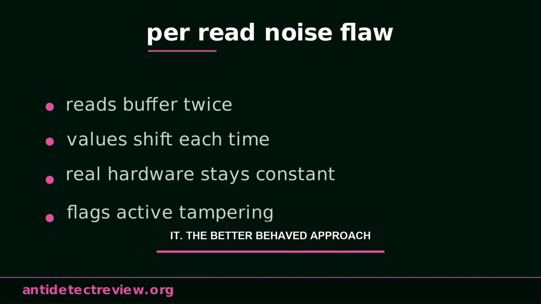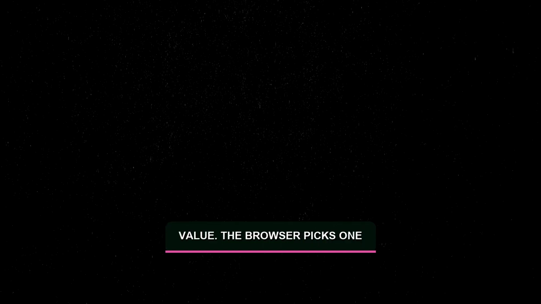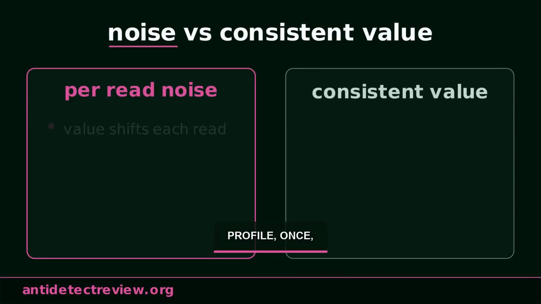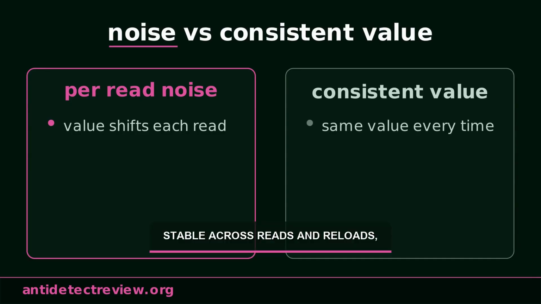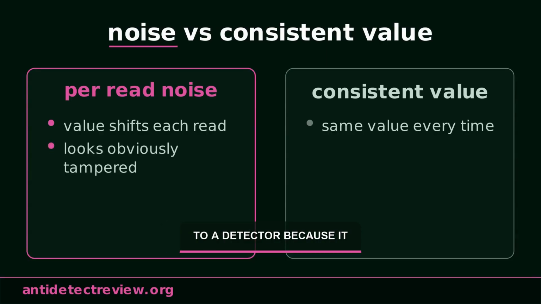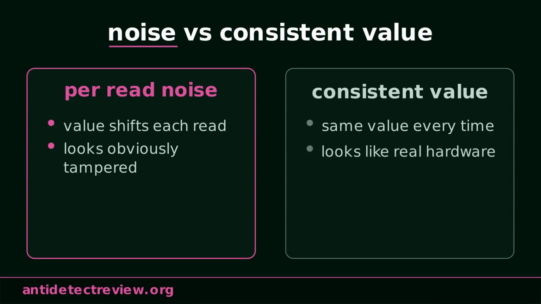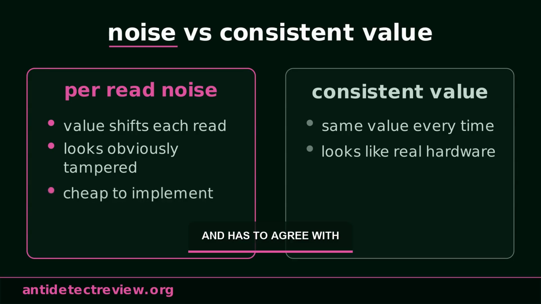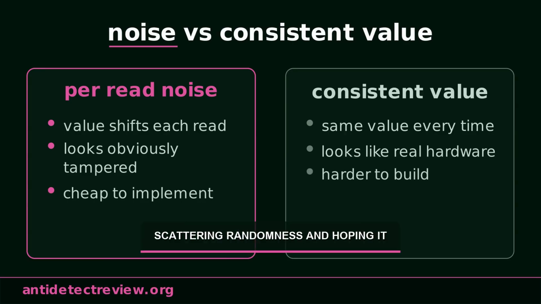The better-behaved approach is a consistent per-profile value. The browser picks one plausible audio fingerprint for the profile once and returns that same value every single time, stable across reads and reloads, the way real hardware would. This looks far more natural to a detector because it has the property that matters most. It does not change. The trade-off is that the value has to be believable and has to agree with the rest of the profile, which is harder than just scattering randomness and hoping it holds.